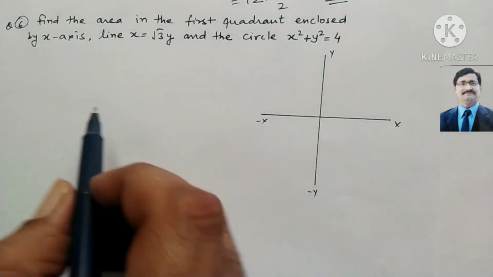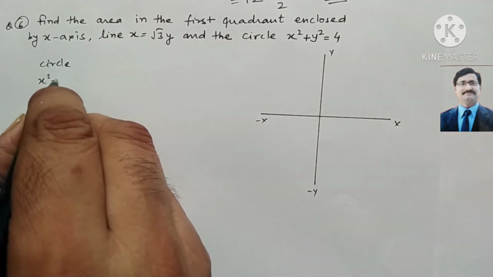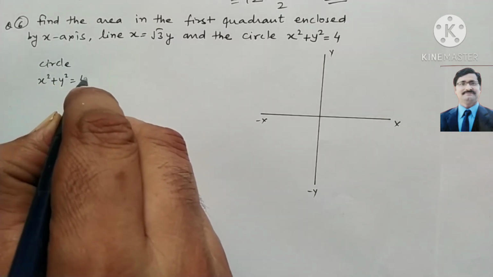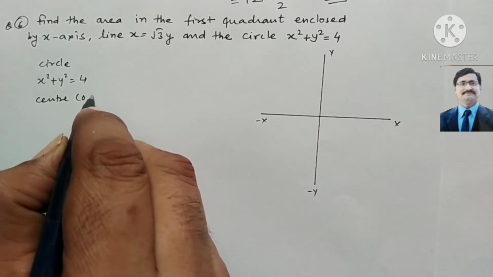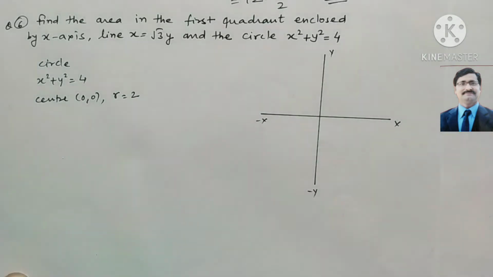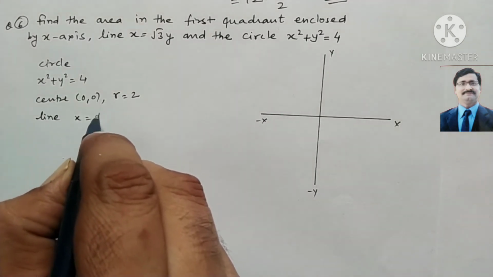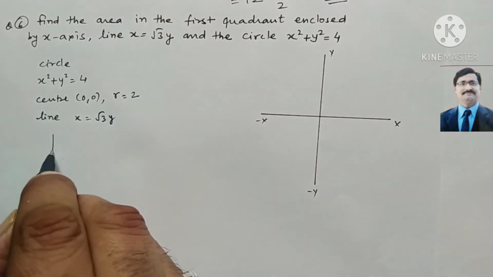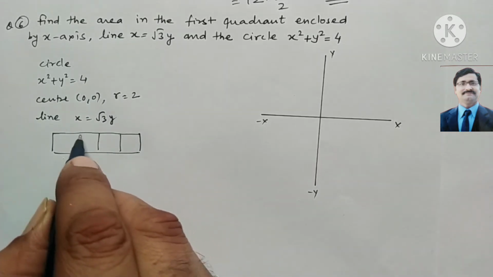Look here, one circle is given, and the circle equation is x² + y² = 4. Here the center we can write as (0, 0) and the radius as 2. Okay, and this line is given, the line x = √3 y, and look here, this way we can mark the points.